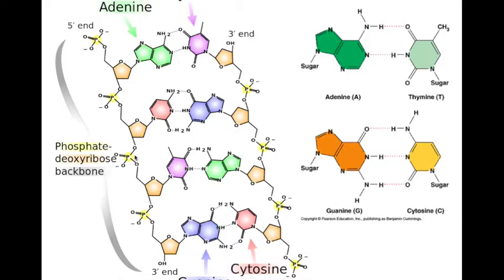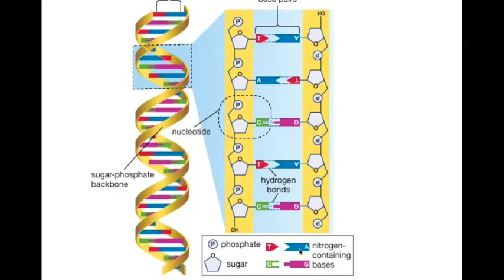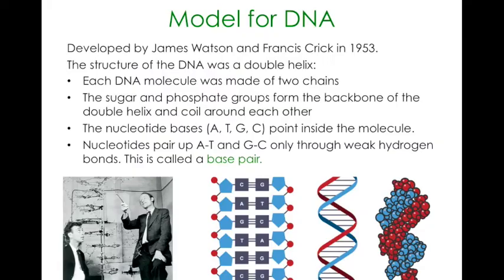Here's the backbone. This is the 5 end, 5 to 3, and here's the 3 to 5 end of the backbone. And the model for DNA. So DNA was originally developed by 2 scientists, James Watson and Francis Crick, in 1953. The structure of the DNA was this double helix. Each DNA contains 2 chains.